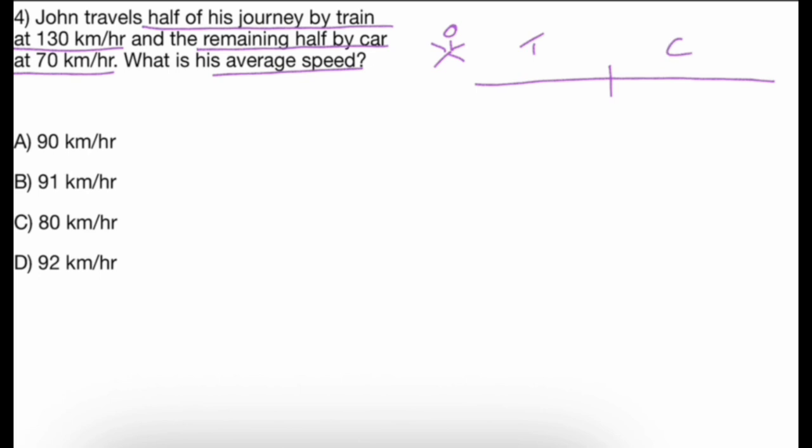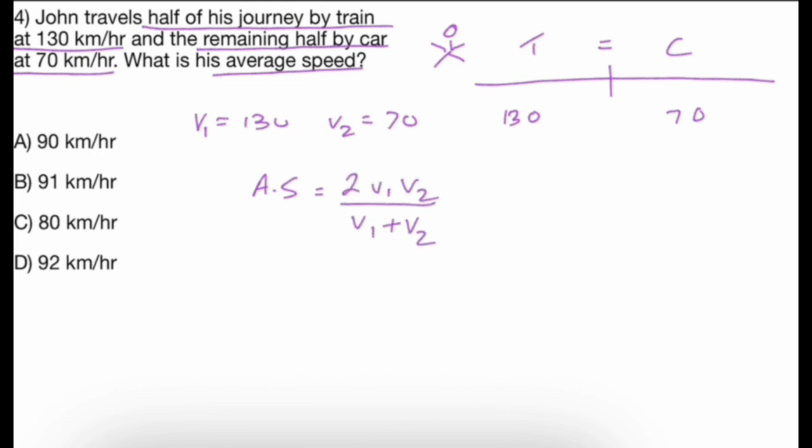So the distance of the train and the car are equal, right? Because it's half of the total distance, and the speed is 130 by the train and 70 by the car. So the speeds are different and the distances are equal. To find the average speed here, we will use that formula. Here v1 is equal to 130 and v2 is equal to 70. So the average speed is equal to twice v1 v2 divided by v1 plus v2. Substituting the values, 2 into 130 into 70 divided by 130 plus 70.